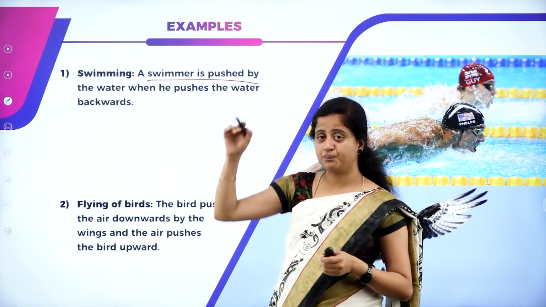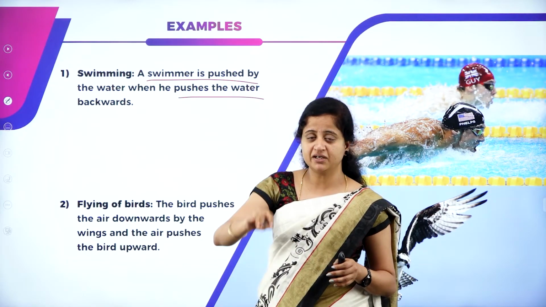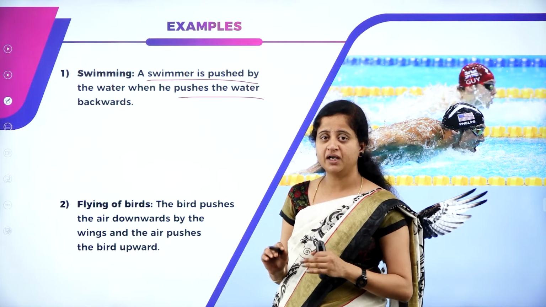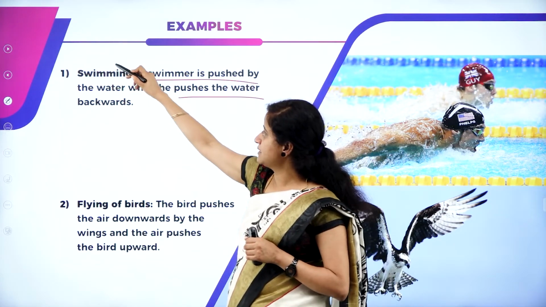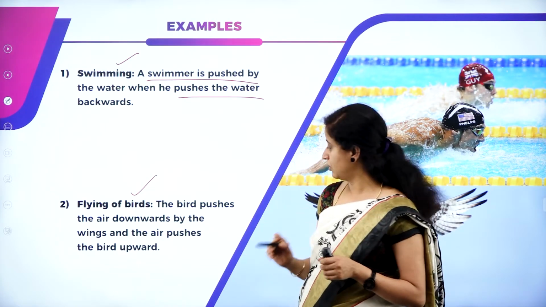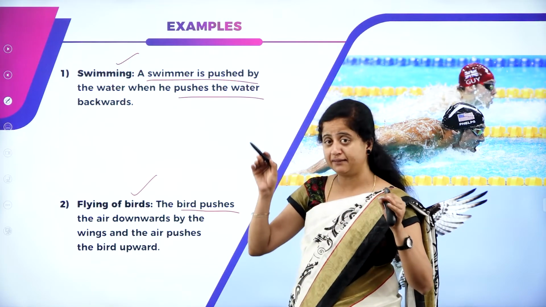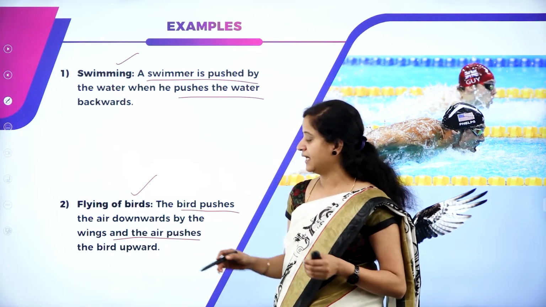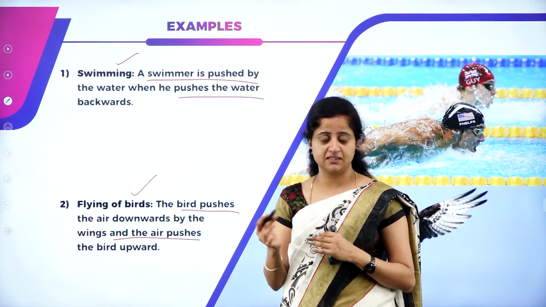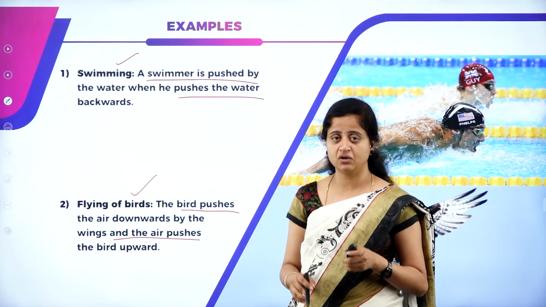Swimming. The swimmer is pushed by the water when he pushes the water backwards. If the swimmer pushes the water backwards, the water also pushes him forward in the opposite direction. That is the best example for Newton's third law of motion. And the flying of a bird. How is it applicable to the flight of birds? The bird pushes the air downwards with its wings and the air pushes the bird upwards, which means the direction is opposite, but there is an equal reaction for the action of the bird.